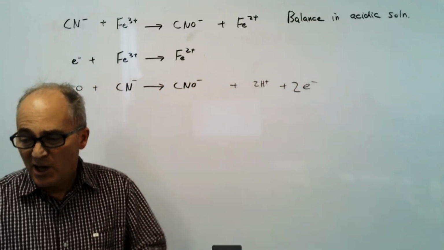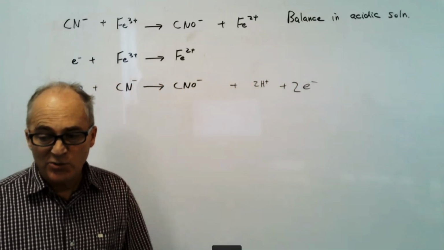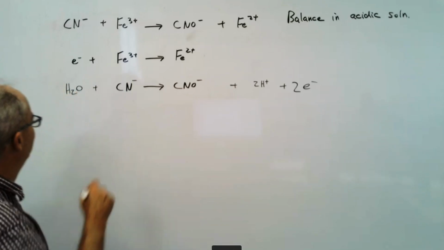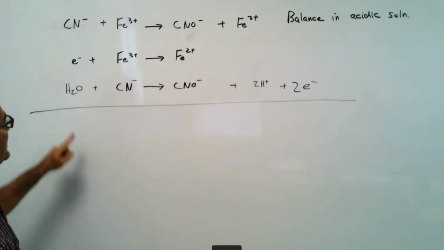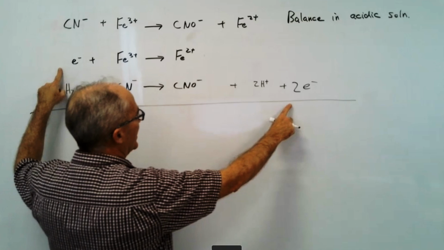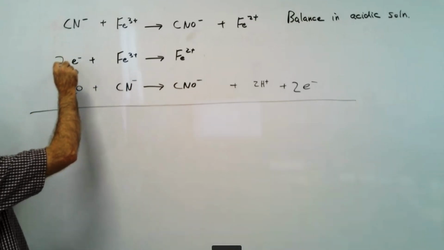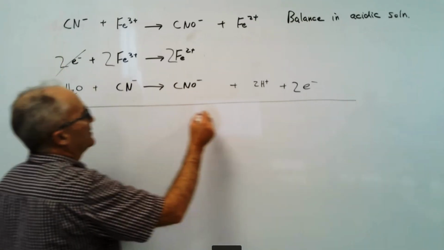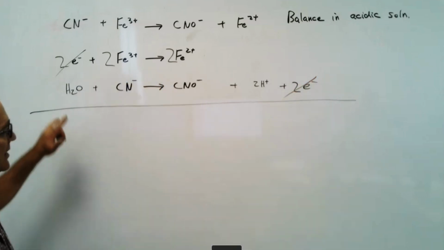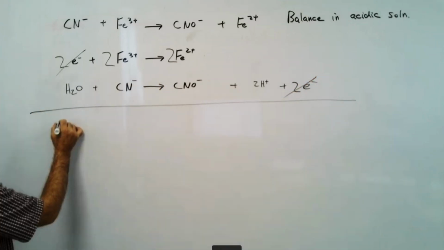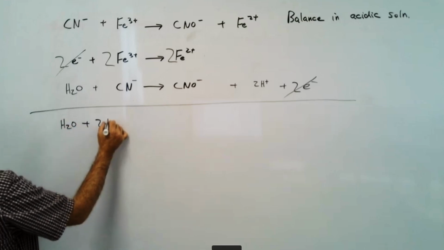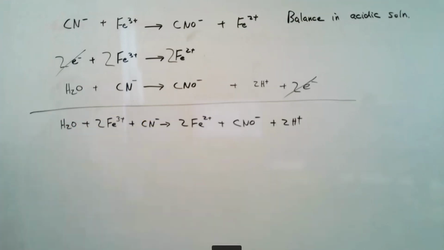cancel out. So now we want to sum these 2 half reactions up. And in order to do that, we need to get the same number of electrons on each side. So I need to multiply this by 2. Notice when we do that, the electrons cancel out. Sometimes other things would cancel out. So now we're going to have water plus 2 iron plus a cyanide. There, now that should be balanced in acid.